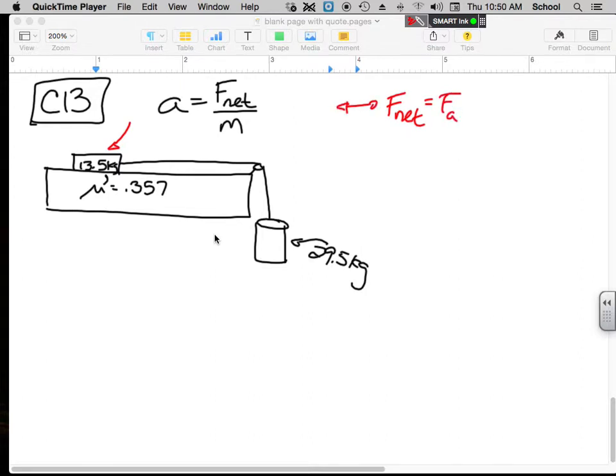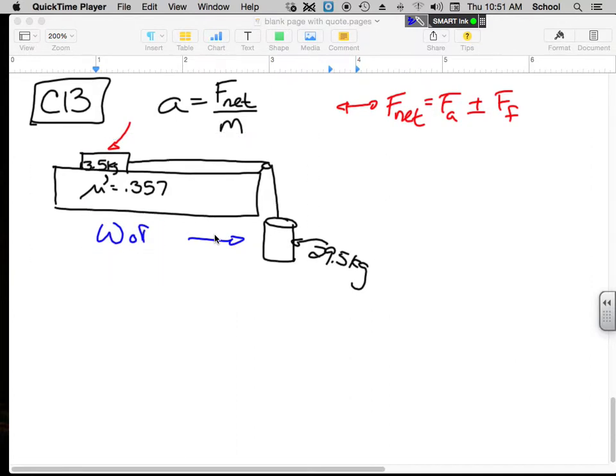So then I say, okay, that's the applied force plus or minus the friction force. And then I say, well, what's the applied force here? Well, again, the applied force is what's actually doing the pulling. What's actually doing the pulling here? Okay, it's not 29.5 kilograms because kilograms is a mass, and masses don't pull. What does pull? Weight is a force, yes. So the weight of this is what's pulling. So the applied force is going to be the weight of this mass.